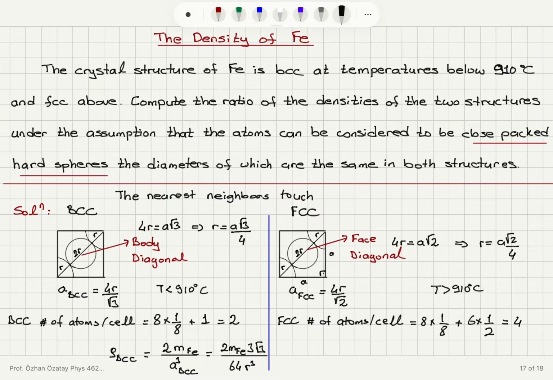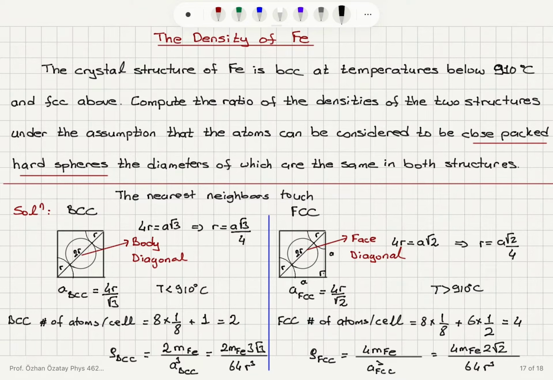And as for the density of the face-centered cubic structure, I have 4 atoms per unit cell. So 4 times the mass of an iron atom divided by a_FCC cubed. So this will be equal to 4 times the mass of the iron atom. Now I have 4r over √2 for a_FCC. So this will be 2√2 divided by 64 r cubed.